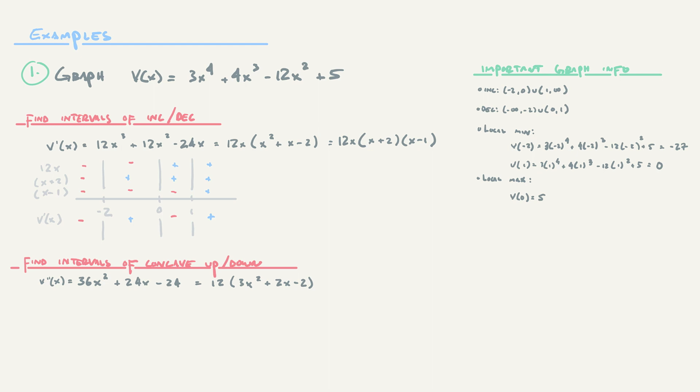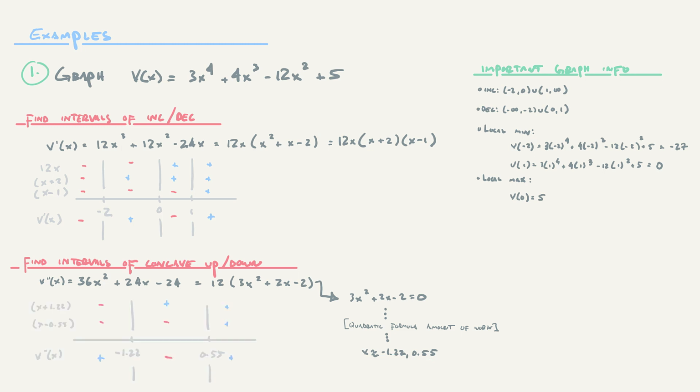I determined that this thing factors into 12 and then 3x squared plus 2x minus 2, which I couldn't factor in a traditional sense, so I had to use some quadratic formula stuff to figure out where the zeros of the second derivative are, so that I could similarly perform a sign analysis.